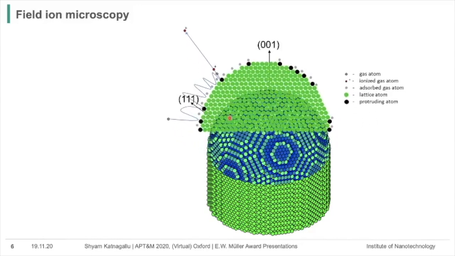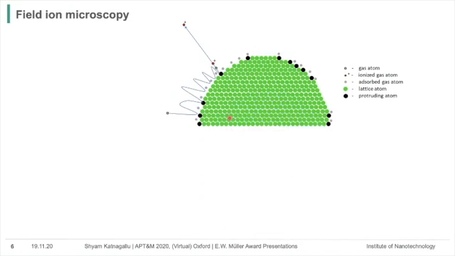Now, if you take a small section out of this 3D volume and introduce an imaging gas, which is an inert gas, this imaging gas gets attracted towards the tip, which is shown here, because of polarization forces. Once it comes here, it has to get thermally accommodated to the tip's temperature, so it does so by performing a series of hops. While it's doing this series of hops, because of the high electric field, at some point it will get ionized and leave the surface.